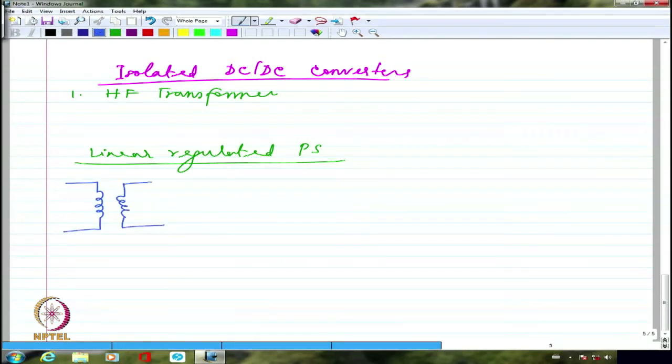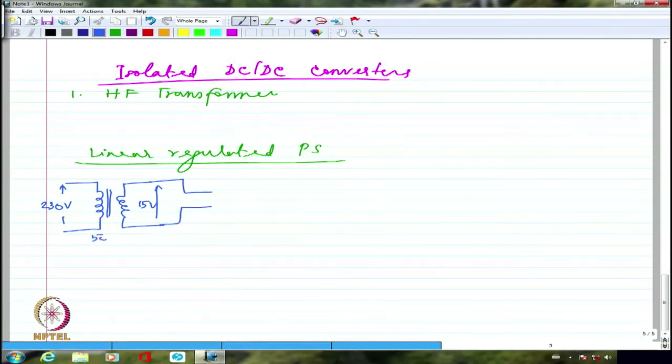In most linear regulated power supplies, I will have isolation, but it will normally be a 50 Hertz transformer. So what I have is 230 volts. I will step it down to 5 volts or 15 volts or something of that sort, depending upon the kind of output I require. If it is a regulated power supply with 12 volts, I may have a 230 by 15 volts transformer. Now, this is a 50 Hertz transformer.